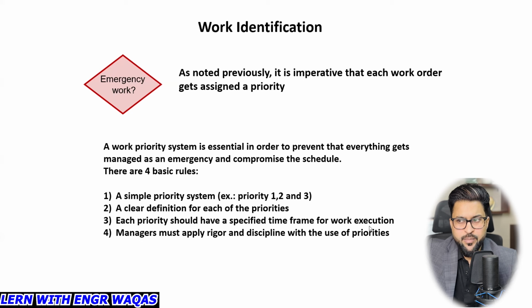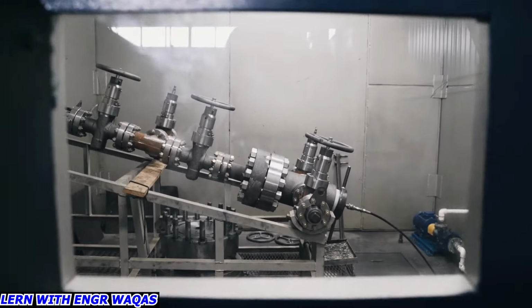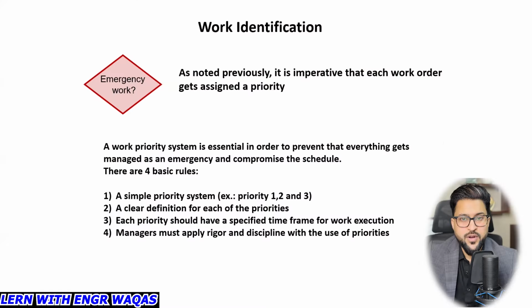It's not like that emergency means on the spot. It means right now you have to start to work on that equipment, right? If it is medium priority, you need maybe the next 7 days, right? If it is least priority, maybe the next 15 days it will take. So everybody should be on the same page about how many days a least priority item will take for maintenance, so that they can align their schedule with the work going on. Managers must apply rigor and discipline with the use of priorities.